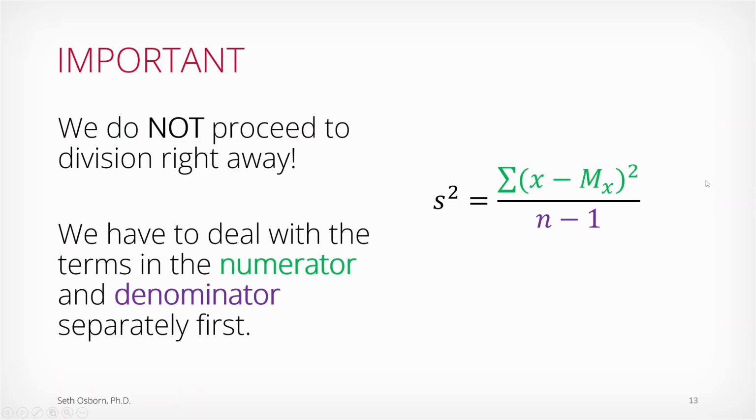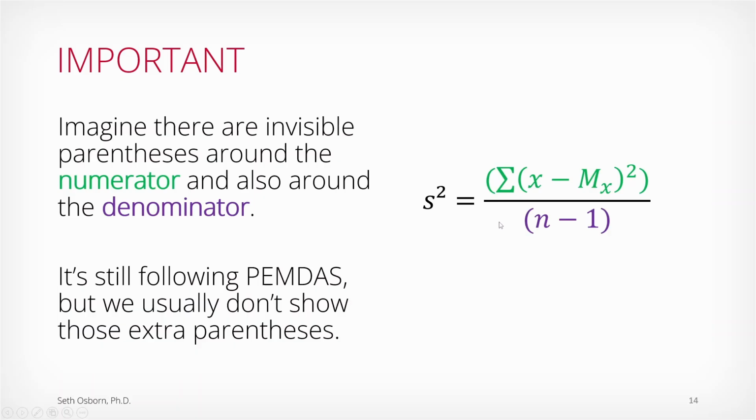So this is a little bit tricky, but what you need to do is imagine that when you have a fraction like this, there are invisible parentheses around the numerator and around the denominator. So what that means is we're going to have to deal with everything in the numerator separately, go through PEMDAS in the numerator, then go through everything in PEMDAS in the denominator. And only after we've done that can we proceed, because that's the rule. The first thing is the P, the parentheses. So whatever's in the parentheses first, okay?